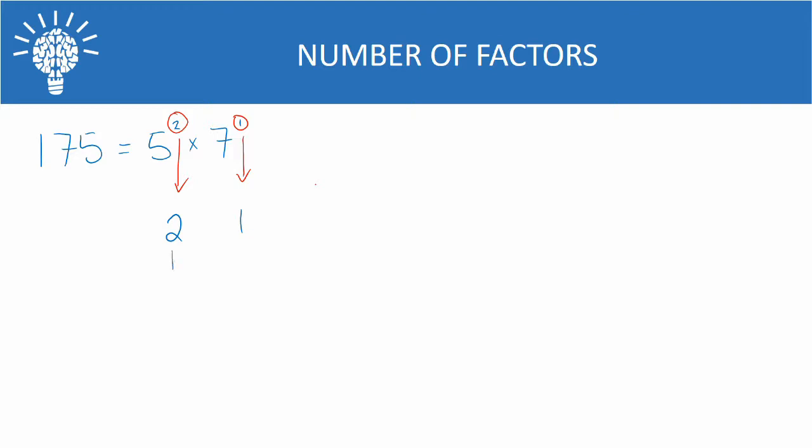And now what I have to do is increase those by 1. So 2 goes up to 3, 1 goes up to 2. I'm going to multiply those two numbers together to get 6. And that is the number of factors that 175 has.